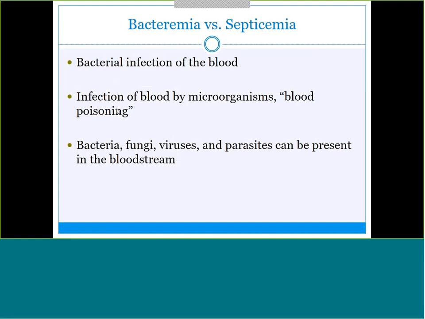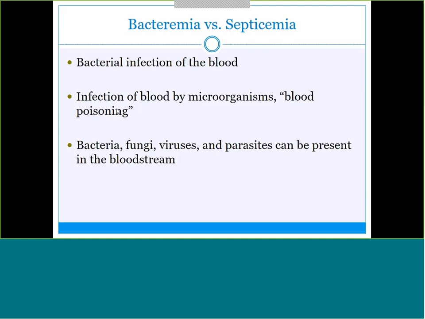So bacteremia is a bacterial infection of the blood. Emia in medical terminology always refers to bloodstream. So bacteremia is bacteria in the blood. Septicemia is an infection by some microorganism. It could have been bacteria, a fungus, a virus, or a parasite in the blood. And it's what they commonly nickname blood poisoning.